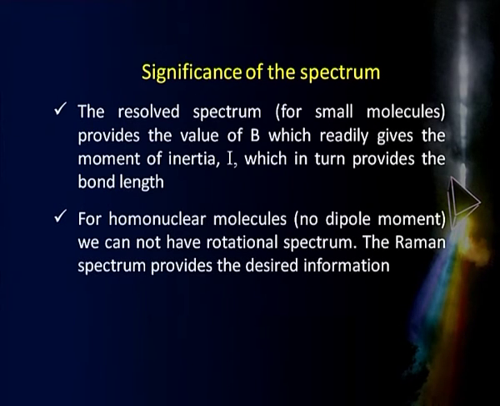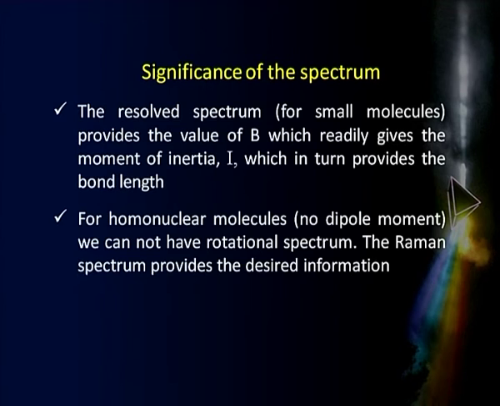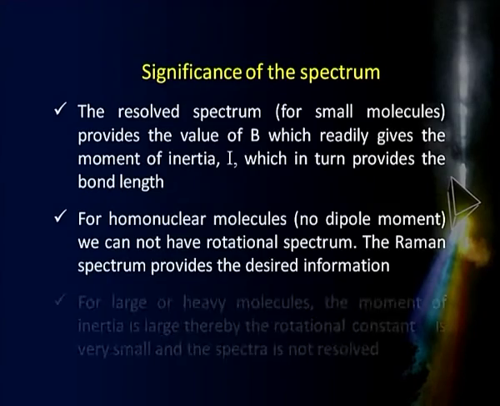The second, very significant observation here is that homonuclear diatomic molecules normally do not have any dipole moment. For molecules like hydrogen, nitrogen, oxygen, I just cannot measure their bond lengths with the help of rotational spectrum, because for a rotational spectrum to be observed, the molecule must have a permanent dipole moment. Since they do not have a dipole moment, they will not be observed there, but the Raman spectrum will provide the desired information, because it substitutes for the information which we can't get from rotational spectrum. I can get it from rotational Raman spectrum. So, that is one significant contribution of rotational Raman spectrum.